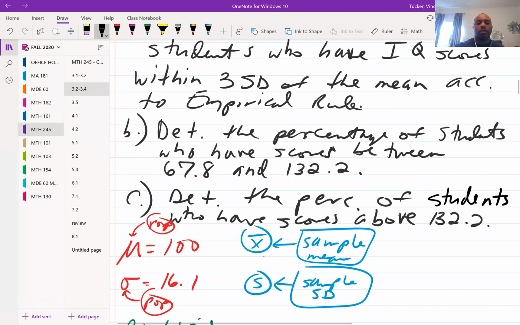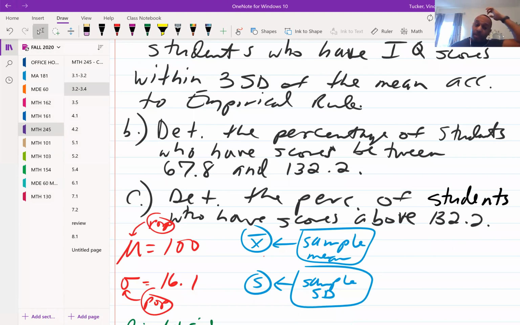All right. So they give us the mean and standard deviation. Our mean is 100. Standard deviation is 16.1. So I'm calling our mean using population notation, so mu and sigma. If we were looking at a sample, then we'd be using x bar and s. So that's the only reason I wrote those right there, just reiterating the notation.